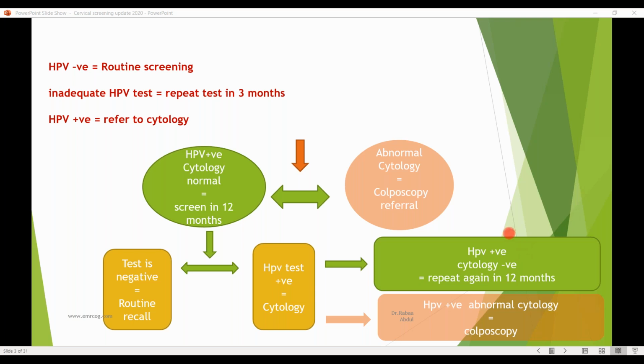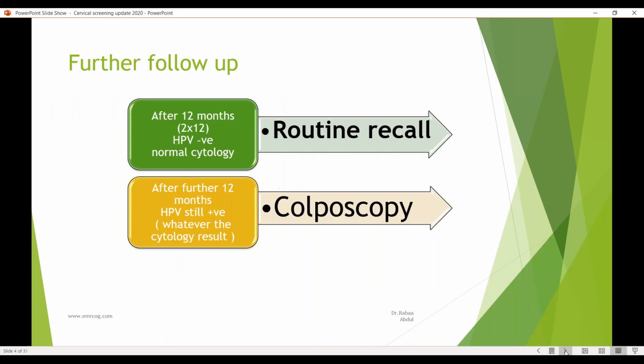Okay, so let's see in our follow-up with this patient that she had repeat screening in 12 months, the patient who had the second chance. Okay, so here, this is the further follow-up. Patient had the second chance and her HPV negative and her cytology is normal. So I will send her for routine recall. While if the patient had the extra 12 months, means the patient had her second chance, HPV still positive, what shall you do? You will refer her to the colposcopy.